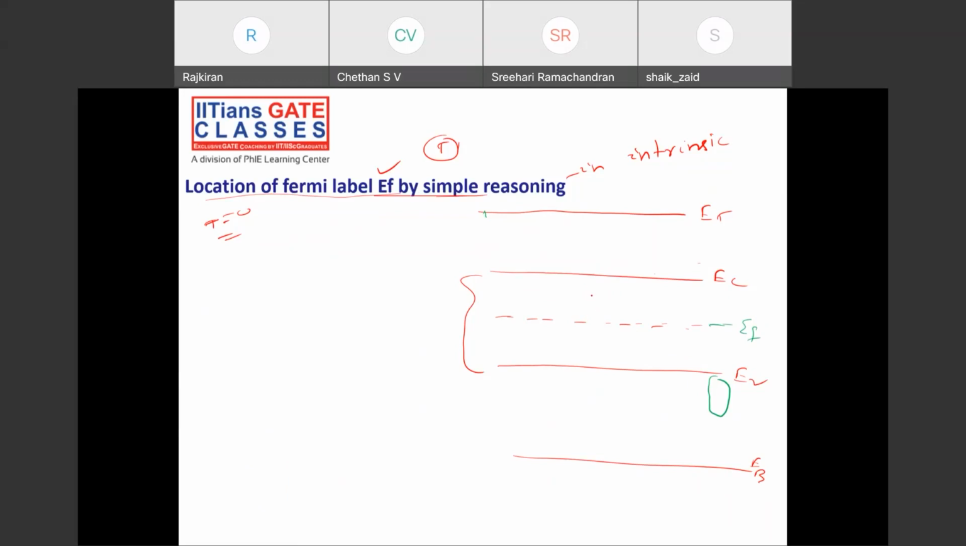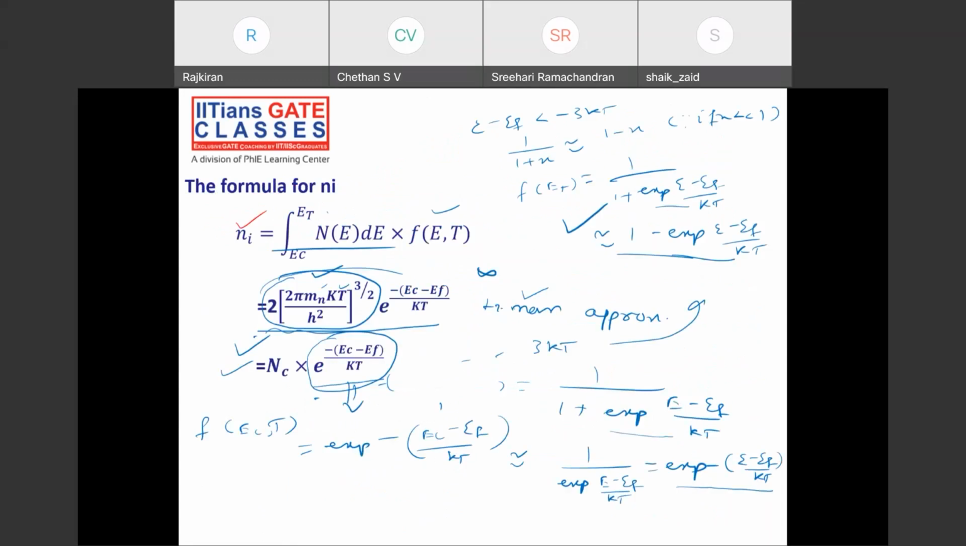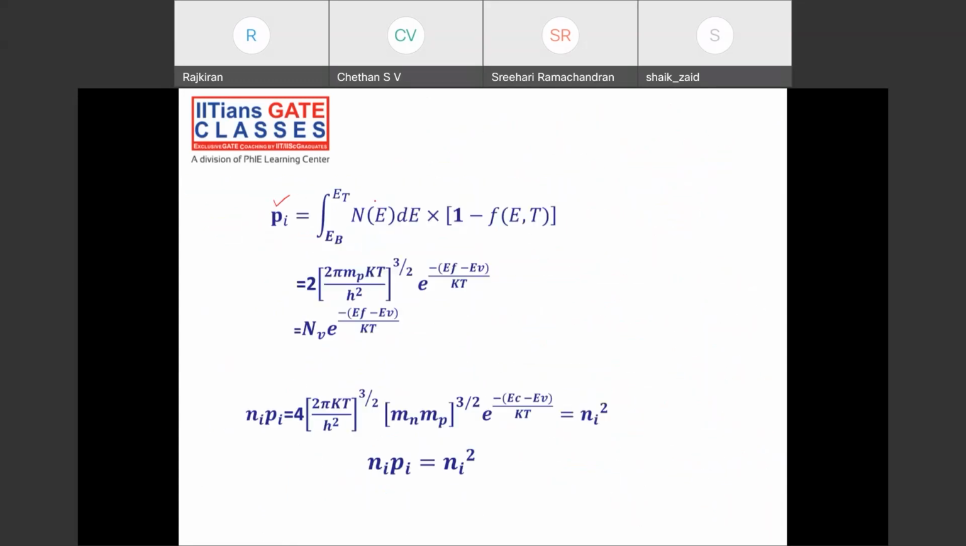Clear? Okay. So now I want to find out the number of holes; we got the number of electrons Ni. In a similar way, Pi should be equal to the density of states function into the probability that a state is not occupied. F(E) is the probability of occupation, so 1 minus F(E) is the probability of non-occupation. If I do the integration, I will get some constant, so it's nothing but NV into exponential of this. So the number of holes is NV into exponential of minus (EF minus EV) by kT.